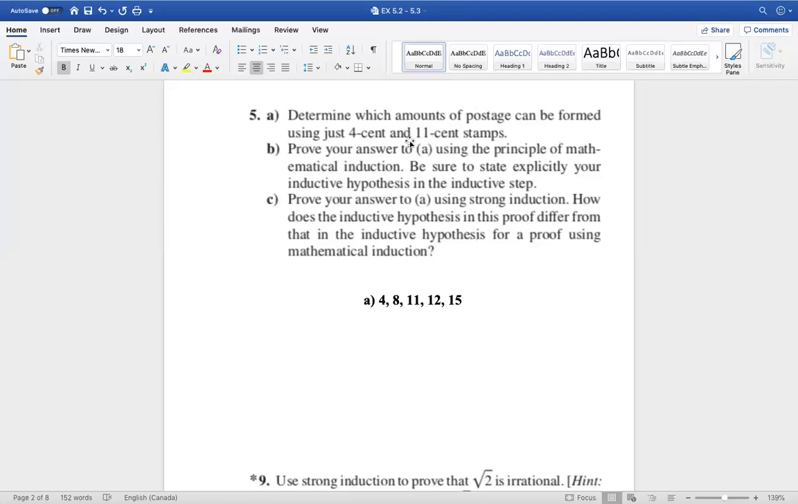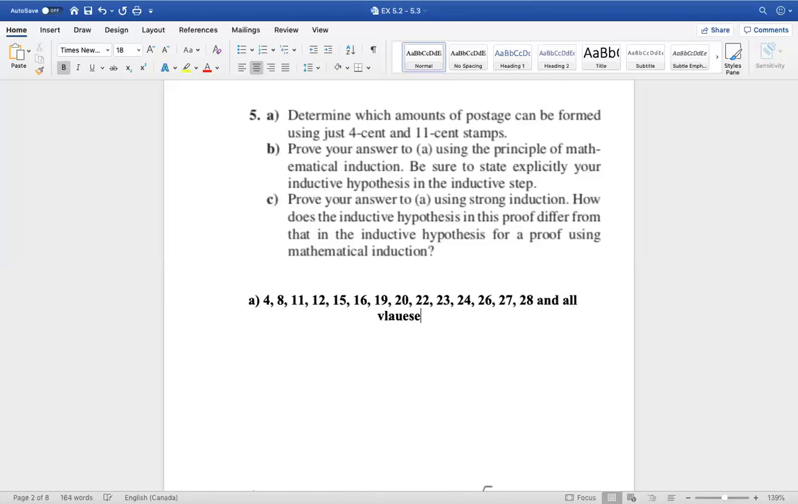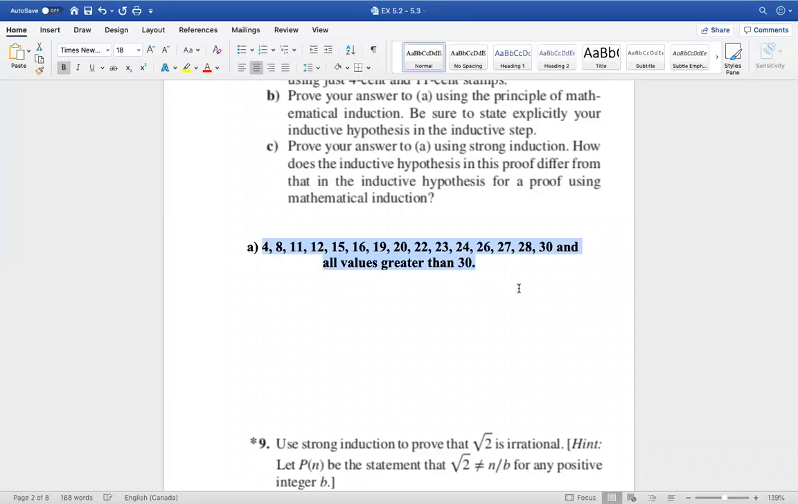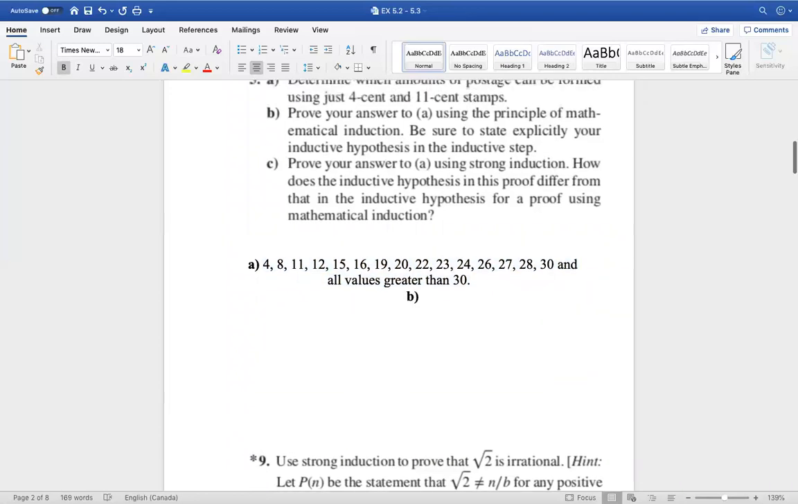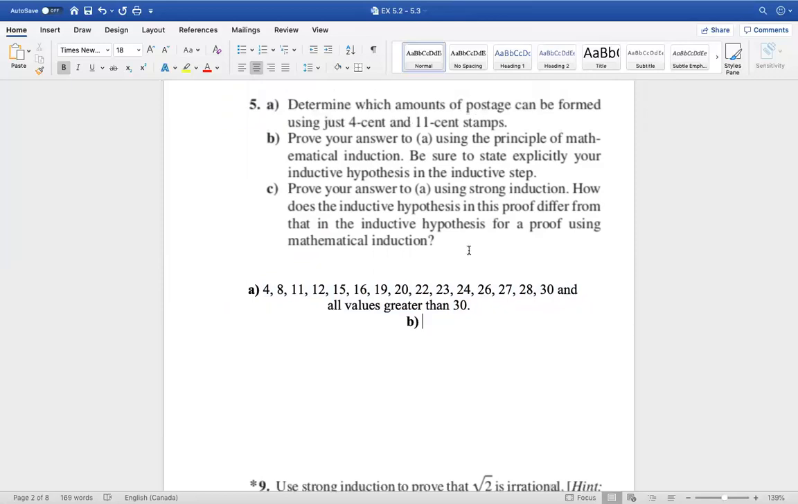So we have to try to come up with all the possible numbers we can make with 4 and 11. Okay. 15, likewise, we can do 16 because it's divisible by 4. 19, because you can add 4 to 15, and then you can make 19. Likewise, 20, 22, 23, 24, 26, 27, 28, 32, and all values greater than 30. Okay, and now we have enumerated those.